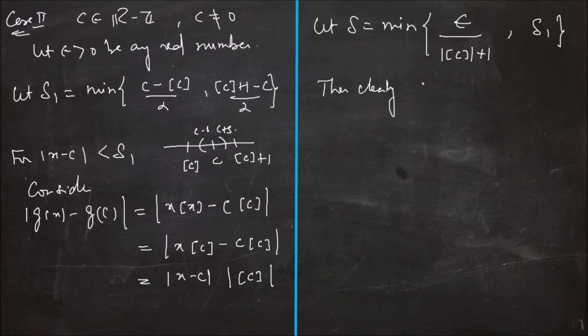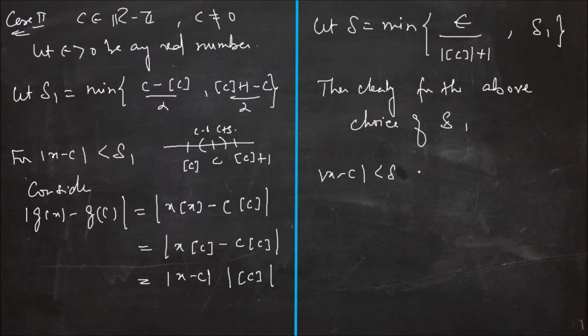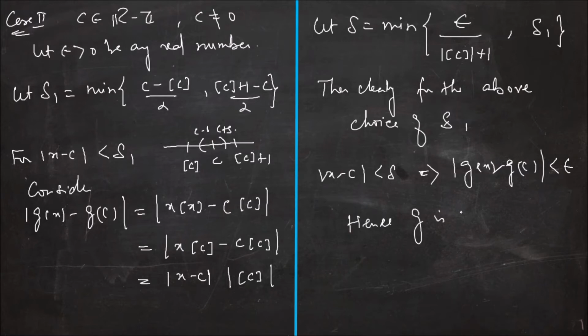So then clearly, for the above choice of delta, |x minus c| less than delta implies |gx minus gc| is less than epsilon. Hence g is continuous at c. So we have shown that in this case g is continuous.